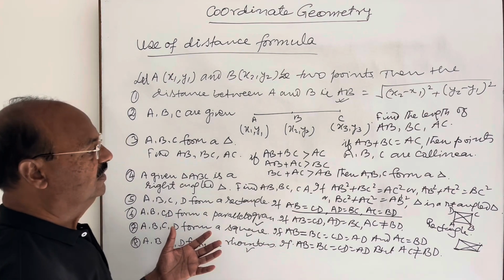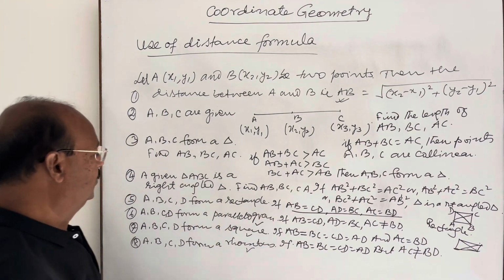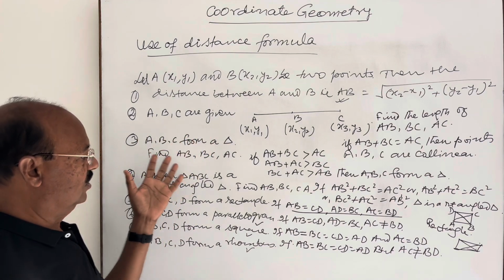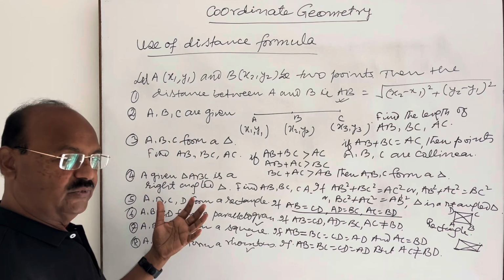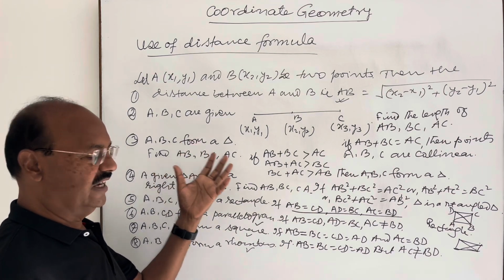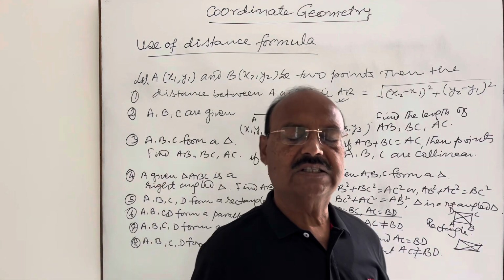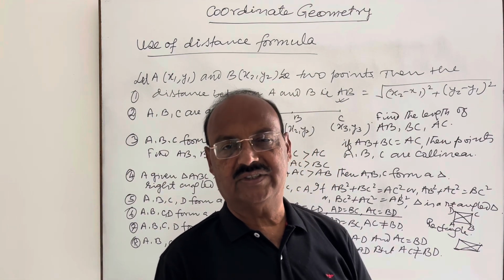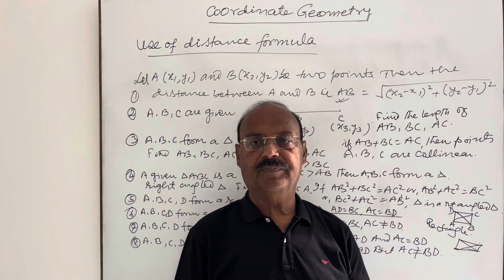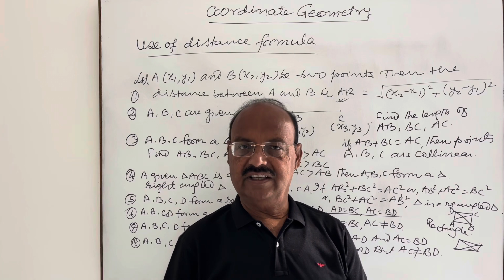So in this way, we can use the distance formula to prove whether given 3 points or 4 points form different shapes, or whether they are collinear or form a triangle or right angle triangle. In the case of a triangle, we can also prove that the triangle is an isosceles triangle. We find the lengths of the 3 sides of a triangle. If any 2 sides are equal, the triangle will be an isosceles triangle.